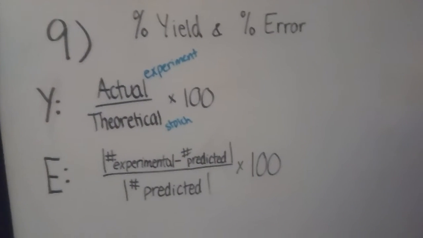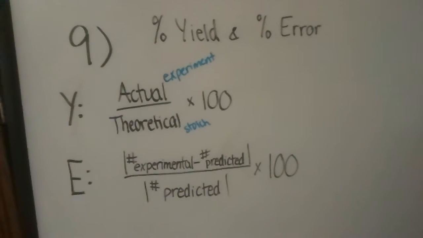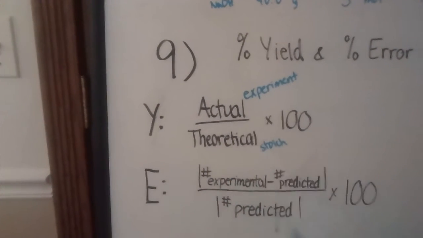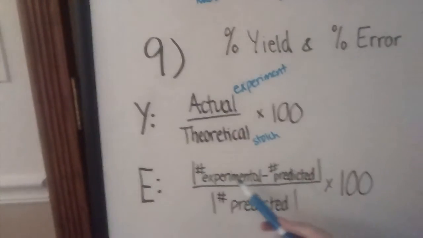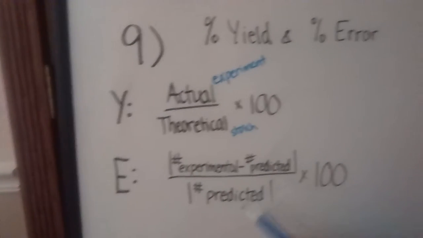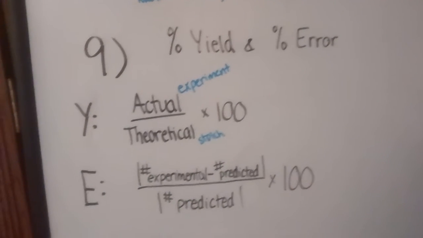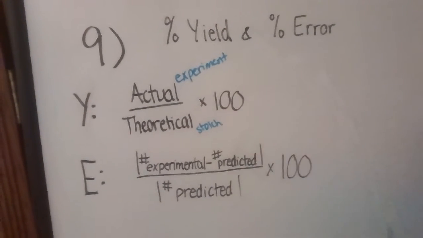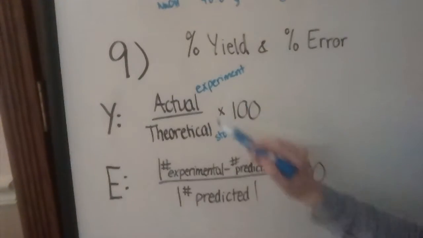So, with Objective 9, it's talking about percent yield and percent error, which nicely connects into what I just wrote above. So, I wrote out the formulas. Percent yield is actual over theoretical times 100, and percent error is your experimental value minus your predicted value over your predicted value, in absolute value signs, times 100. And these are to make it a percent because they're both percentages and they make it back into a normal number.